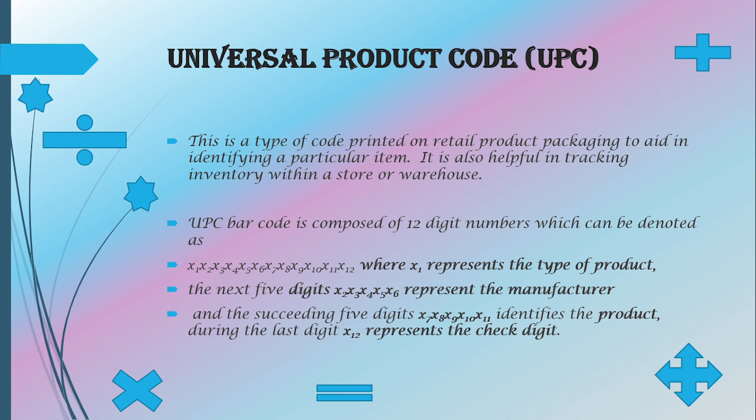Second, the Universal Product Code or the UPC. This is a type of code printed on retail product packaging to aid in identifying a particular item. It is also helpful in tracking inventory within a store or warehouse.